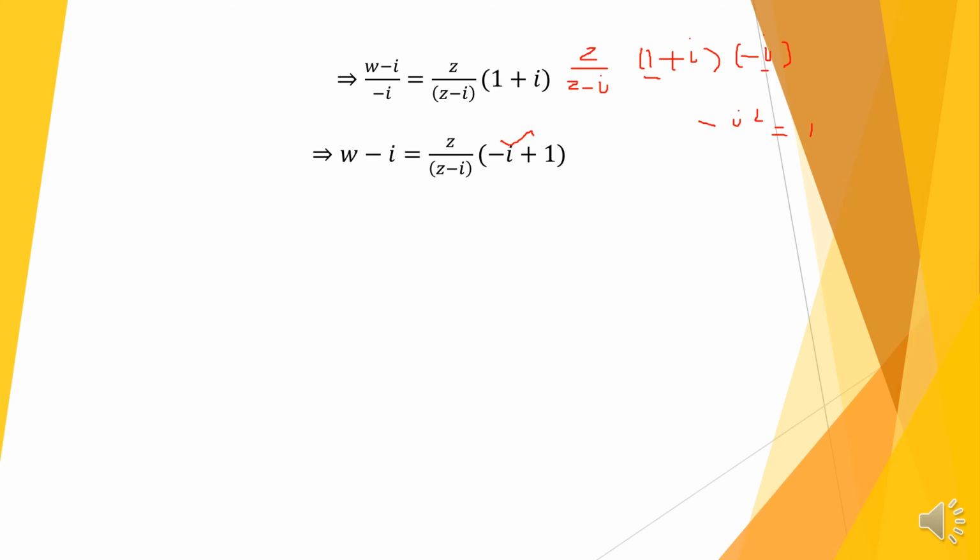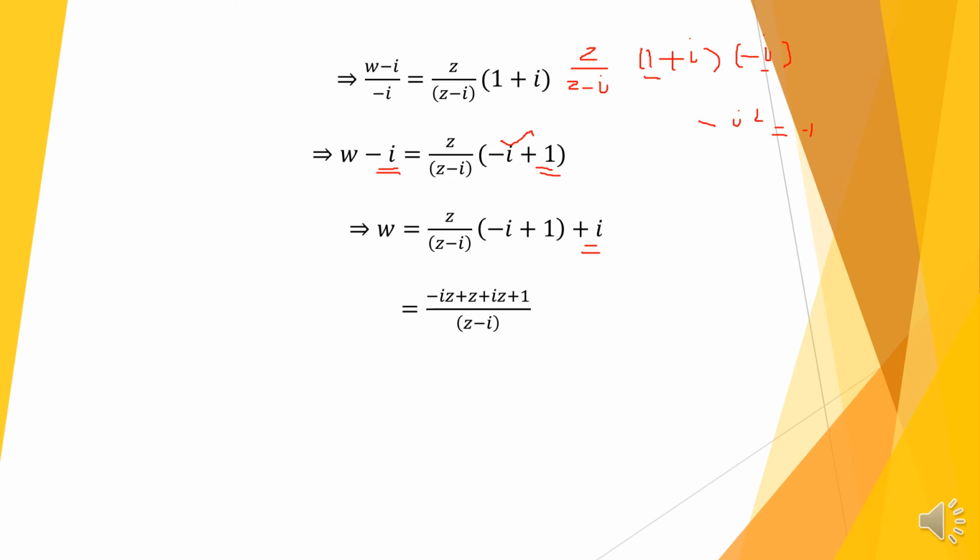I square is equal to minus 1. So now minus into minus 1 is equal to plus 1. So minus of minus 1 is plus 1. So that is w is equal to, now keeping this minus I into the right hand side, so minus I goes to plus I in the right hand side.